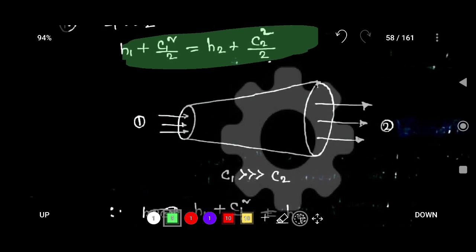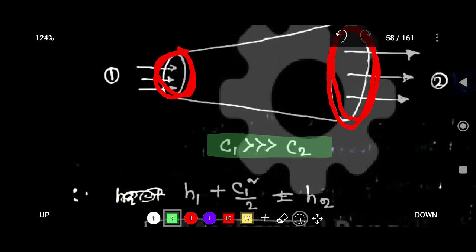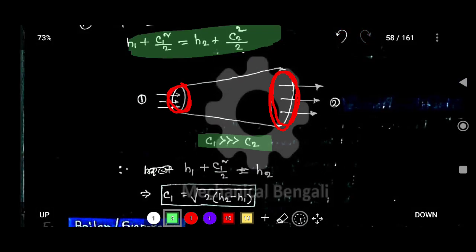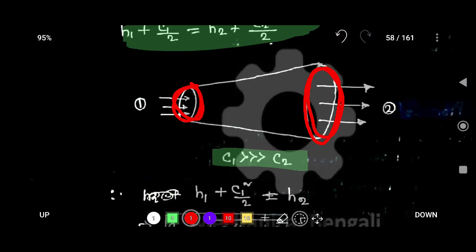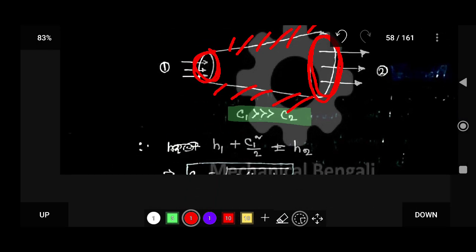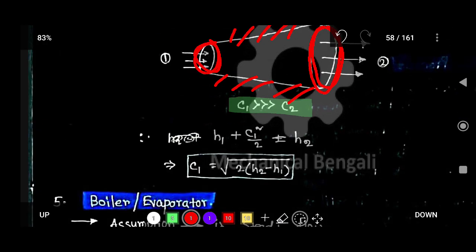Okay, so this is the diffuser, and this is the inlet area and this is the exit area. Inlet area is lesser than exit area, so that is why C1 is greater than C2. There is no heat transfer through this diffuser, so Q is equal to 0. From here you can get this equation: H1 plus C1 square by 2 is equal to H2.